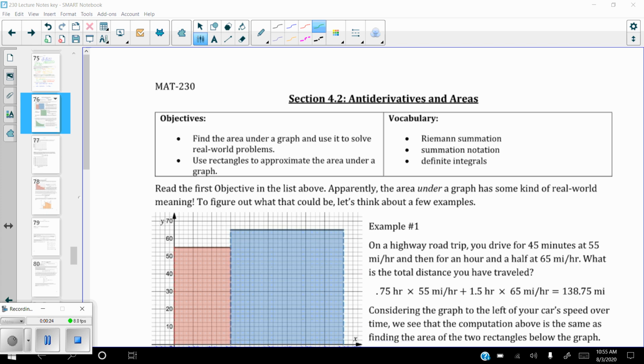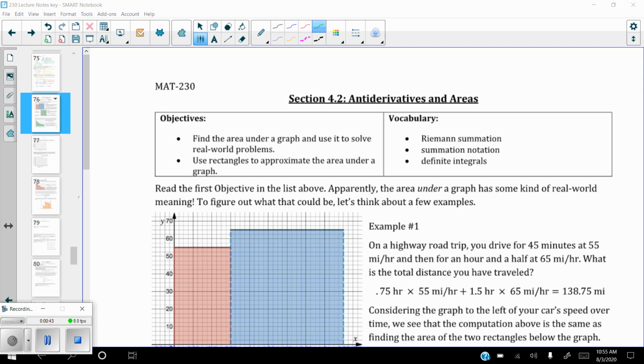Some of our vocabulary is definitely something you've probably not seen before, something called a Riemann sum. And then we've also got summation notation, and then we've got definite integrals. Last time we dealt with indefinite integrals, so now we're going to add the definite integral into that.